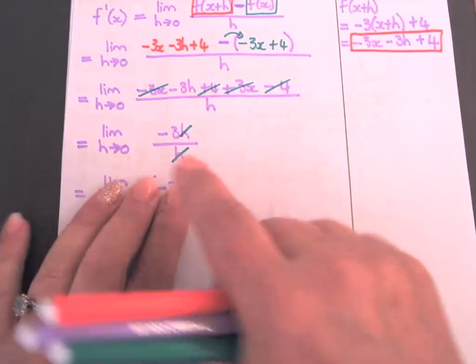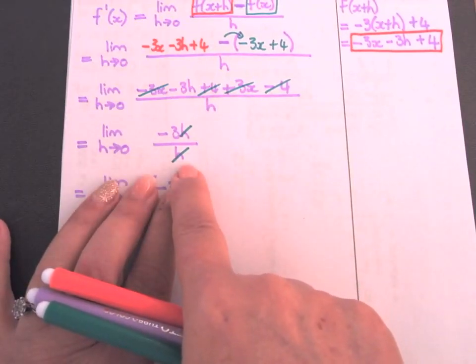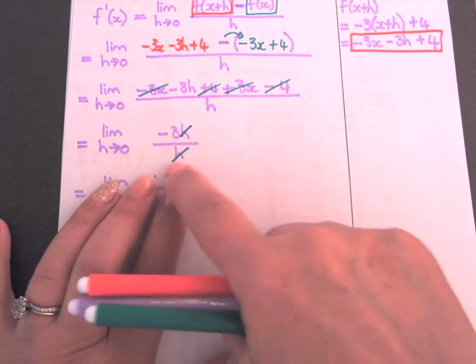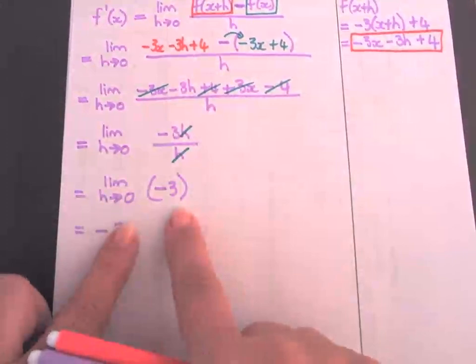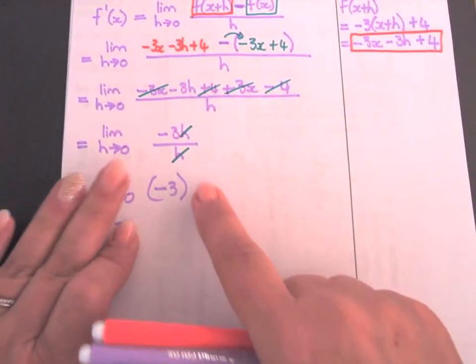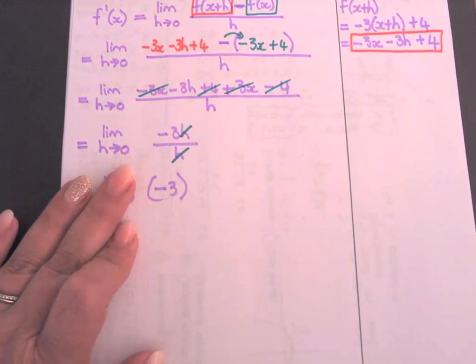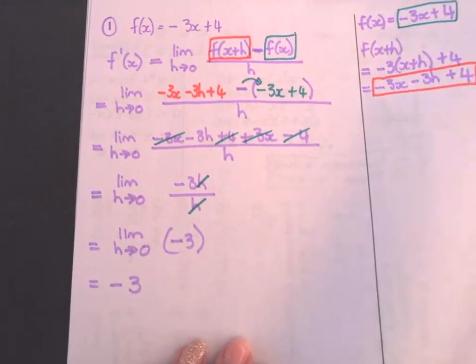If I substitute the h here with a 0, I get undefined. I don't want that. So first cancel out as far as you can. Write down what's left and then you substitute. If there's no h, then the answer is only negative 3. More questions? Our next example.